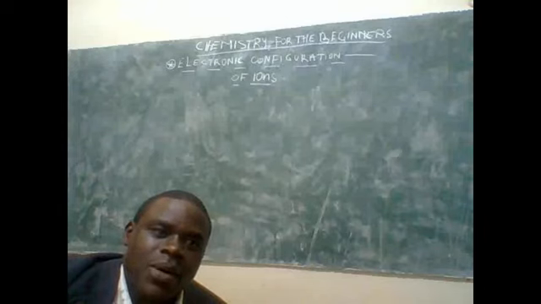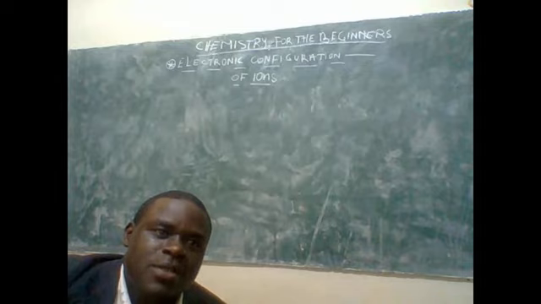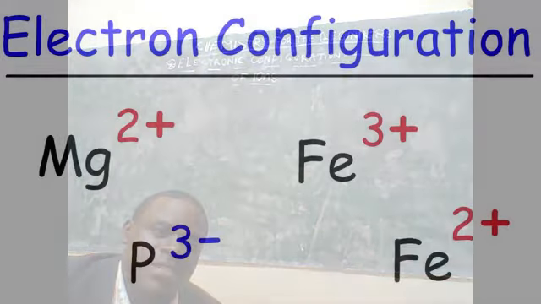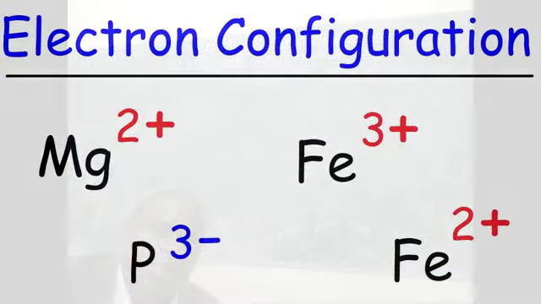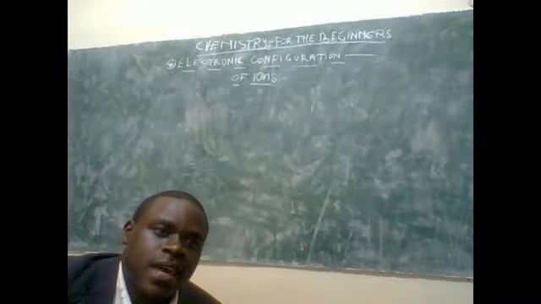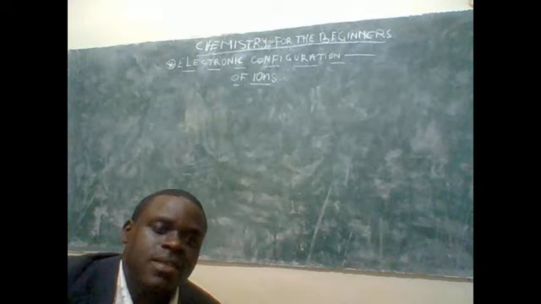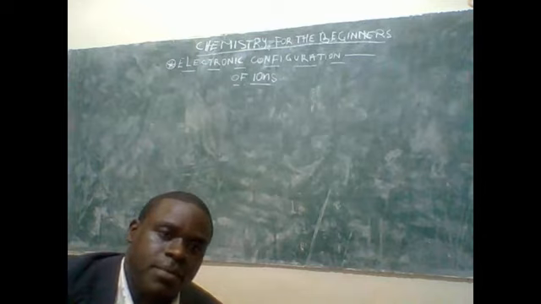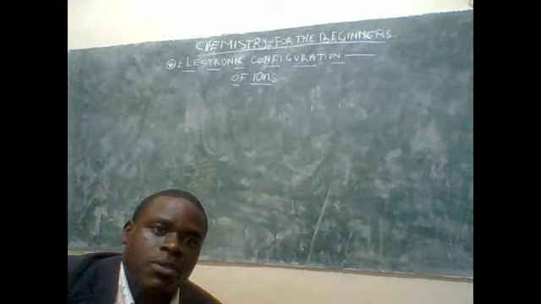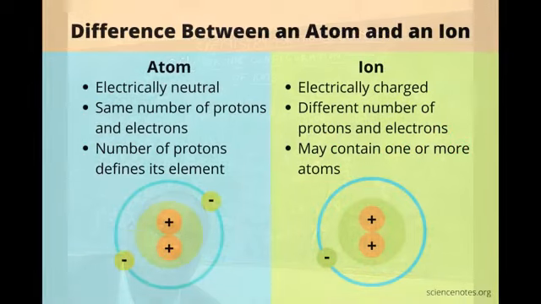Today we are going to learn about electronic configuration of ions. We are still on the same topic of electronic configuration of atoms, but today we can see that there are two types of electronic configuration. There is one that we covered in the previous lessons, which was electronic configuration of a neutral atom. Today we are going to see the difference between a neutral atom and an ionized atom.